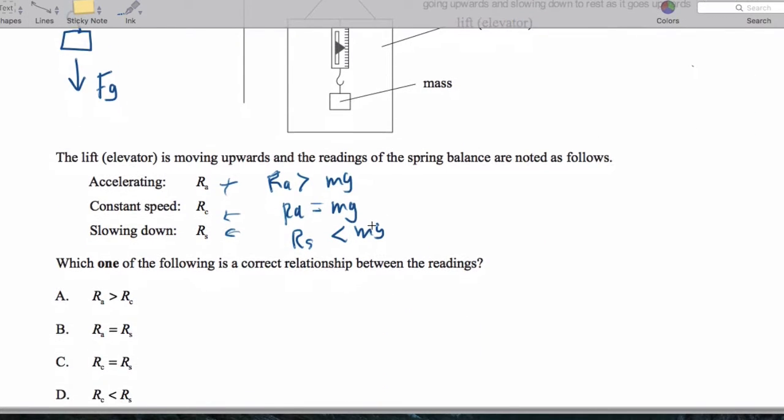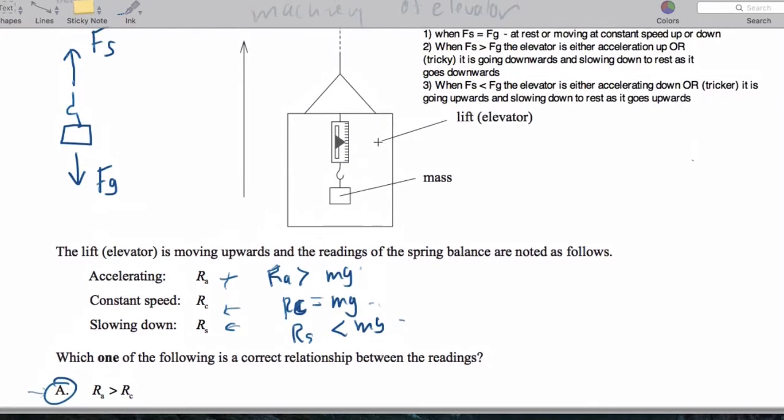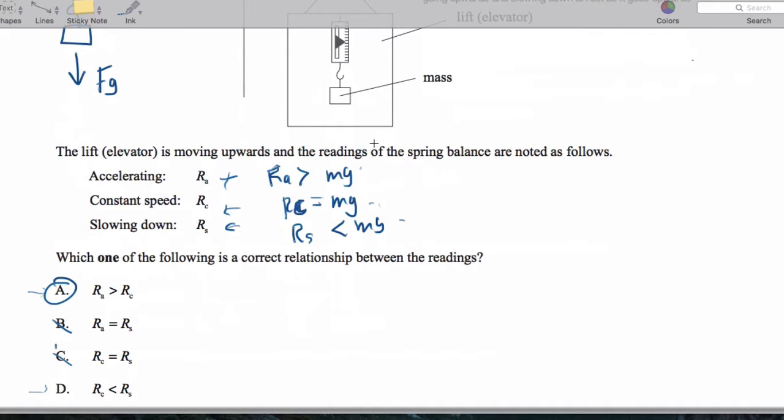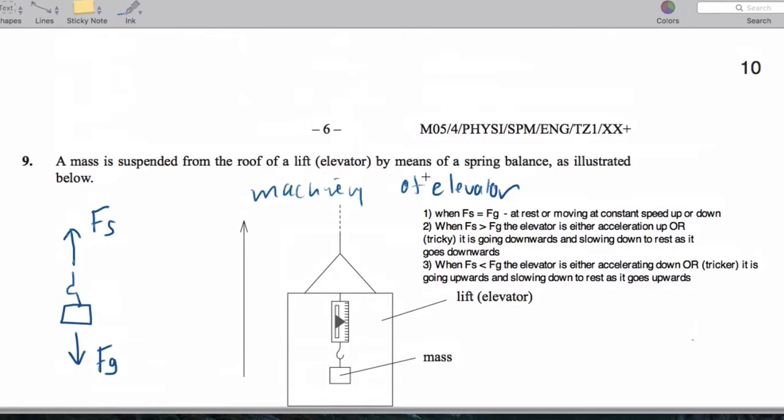So what are the rules? Well, using this little mini chart that we've created on the fly, nope, nope. We're really left with these two choices. So it turns out RA is in fact bigger than RC, sorry, this should be RC here. Because as we accelerate upwards, we need more force to yank the elevator upwards and gain speed than we do to maintain a constant velocity upwards, where the spring reading would balance the weight reading on the mass. So that's question number 9.